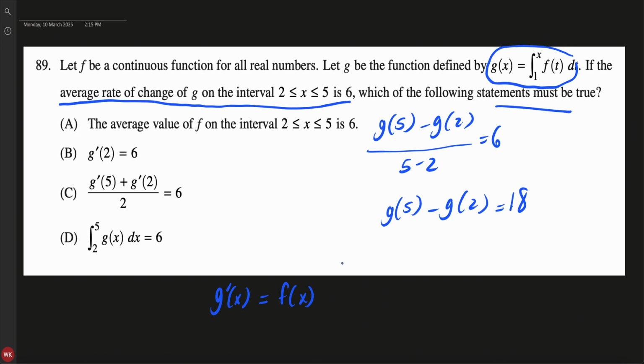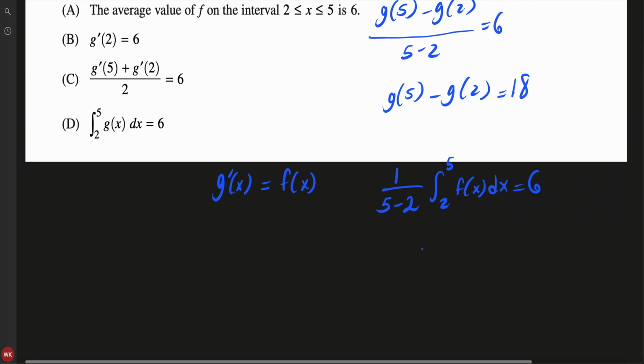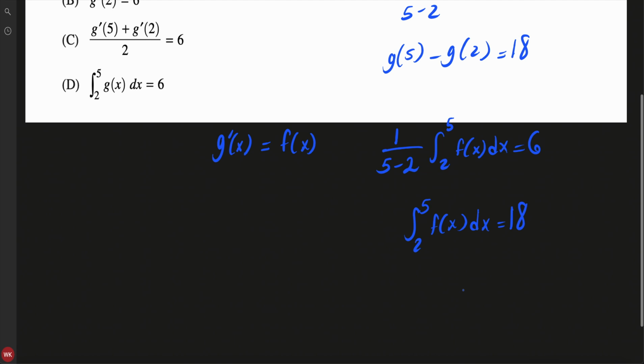Let me see which statement is true. Let's start with choice A. The average value of f is 6. Average value means 1 over b minus a, which is 5 minus 2, times the integral from 2 to 5 of f of x dx is equal to 6, they say. Now, if I cross multiply, I would get the integral from 2 to 5 of f of x dx is equal to 18.